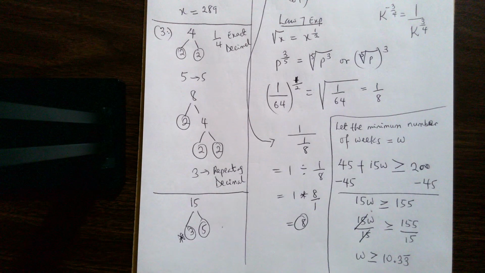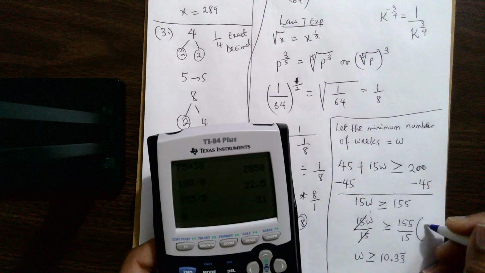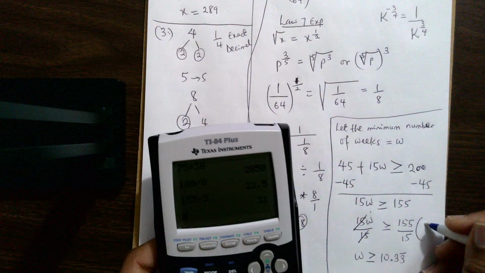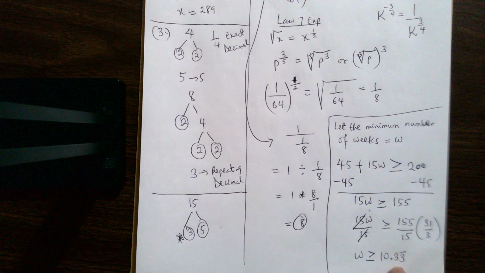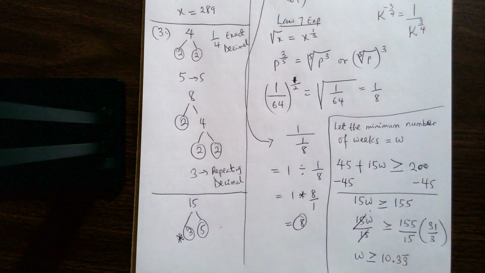To actually see what I mean, if you divide both sides by 5, this will be 31/3. So it's because of this 3 here that we now have this repeating decimal. So when you have a fraction, you simplify that fraction first before you actually do the prime factorization. So this is the first thing we would have done here. You simplify that fraction first, and then you do the prime factorization.